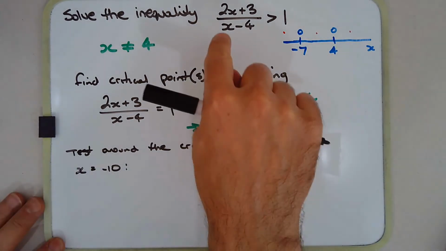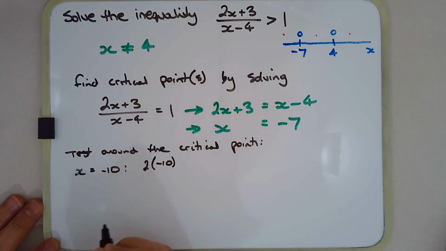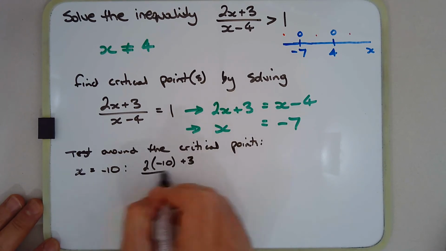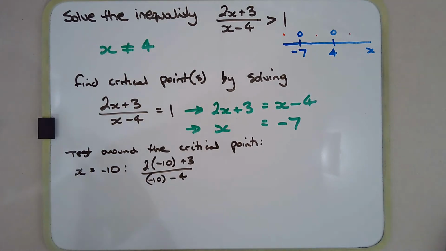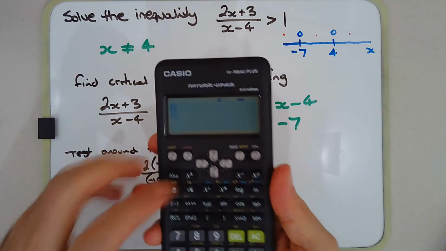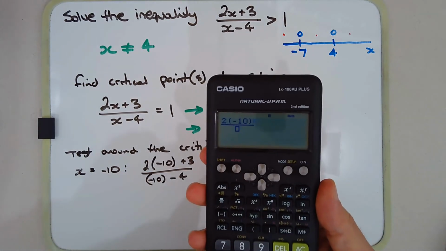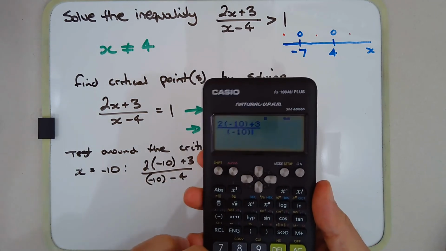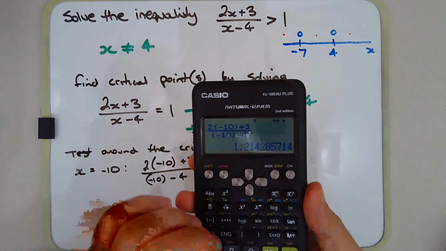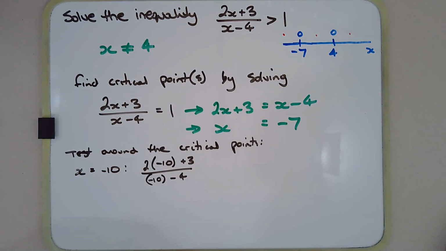We go to the original inequality, so that's 2x plus 3, so 2 outside of -10 plus 3, over x minus 4, so that's -10 minus 4. On the calculator, just enter that fraction in, and we'll evaluate it. 2 outside of -10, plus 3 over -10 minus 4. And we get 1.2, or it's definitely greater than 1.